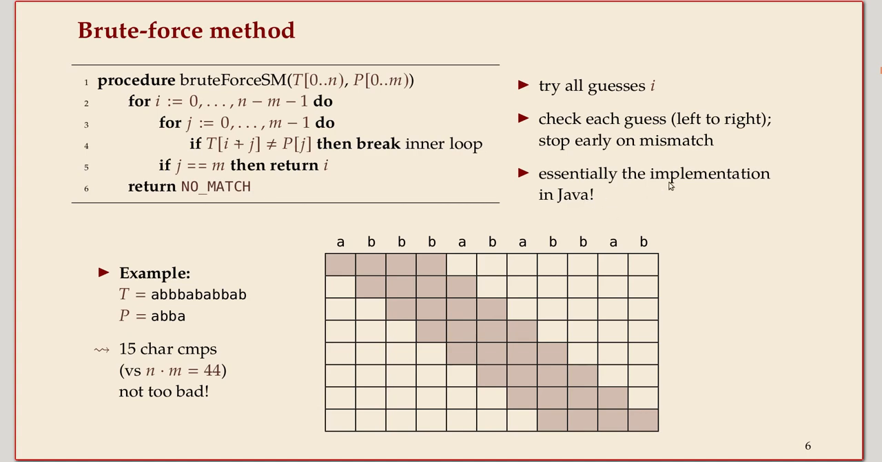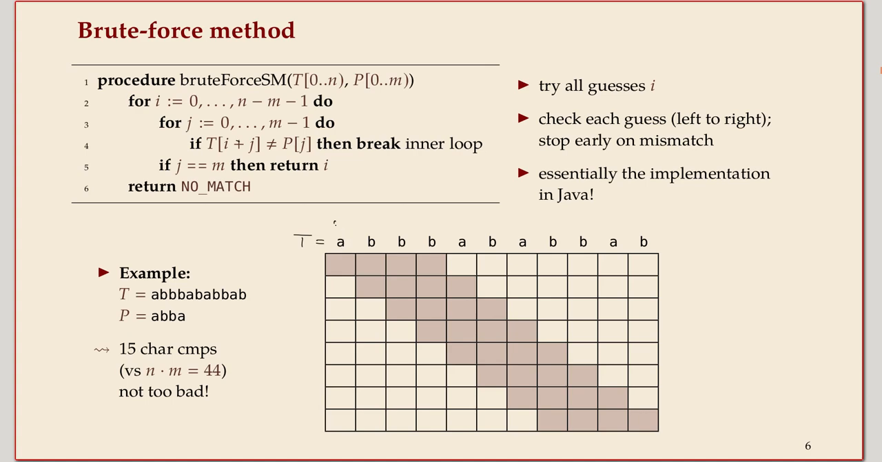It's essentially the method that Java uses, which also means that in many cases this is good enough. But there's cases where it's not. But let's look at a case where it's not that bad. Since many of you haven't seen this before, maybe I'll go through this. Here's our text, and our pattern is ABBA.